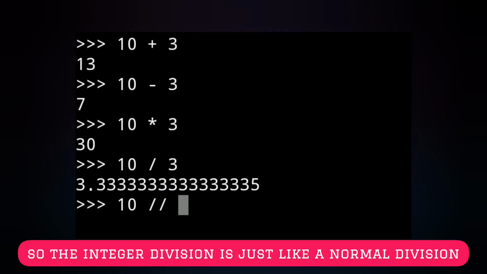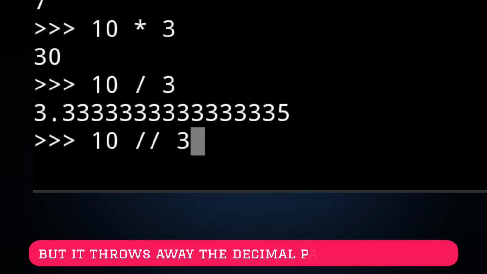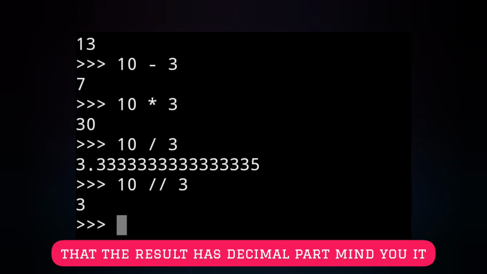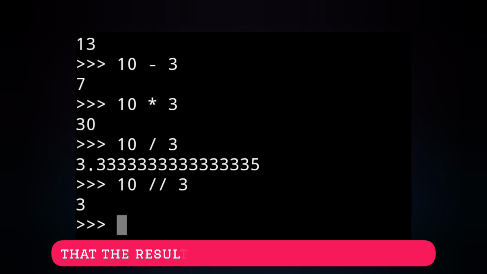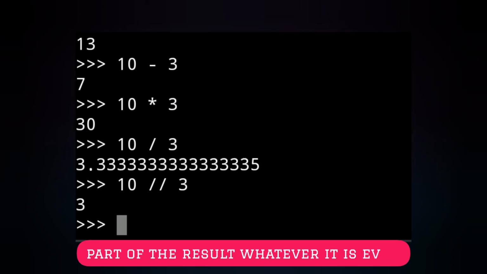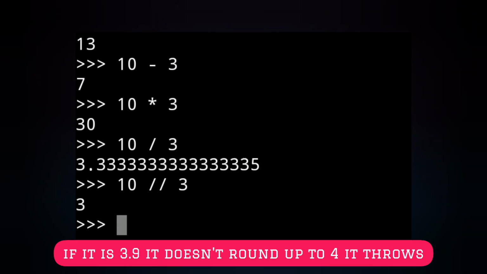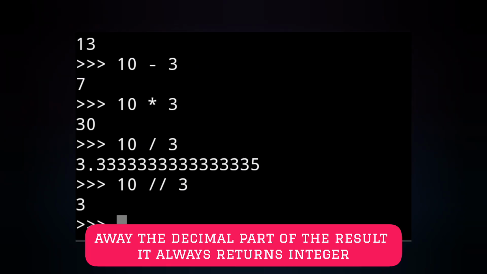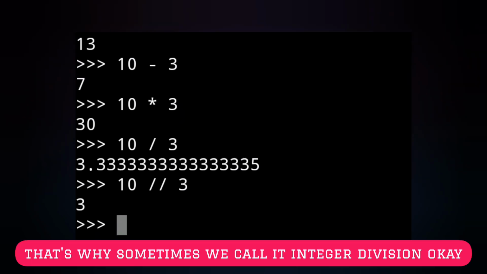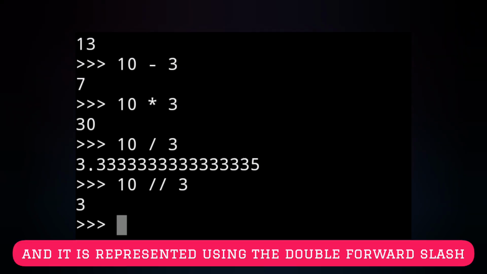So the integer division is just like a normal division, but it throws away the decimal part of the result. When the result has a decimal part, mind you, it doesn't round up. It just throws away the decimal part of the result, whatever it is. Even if it is 3.9, it doesn't round up to 4. It always returns an integer. That's why sometimes we call it integer division. Okay, and it is represented using //.